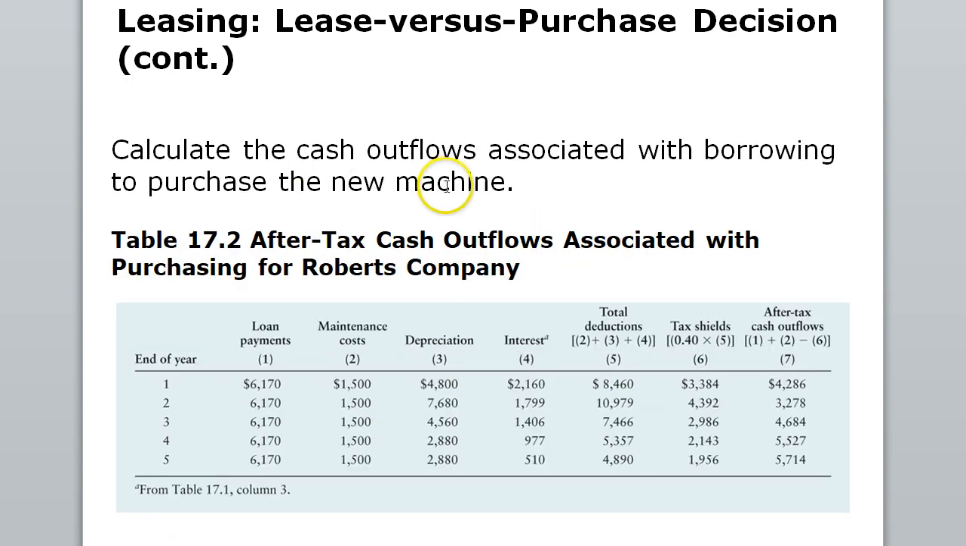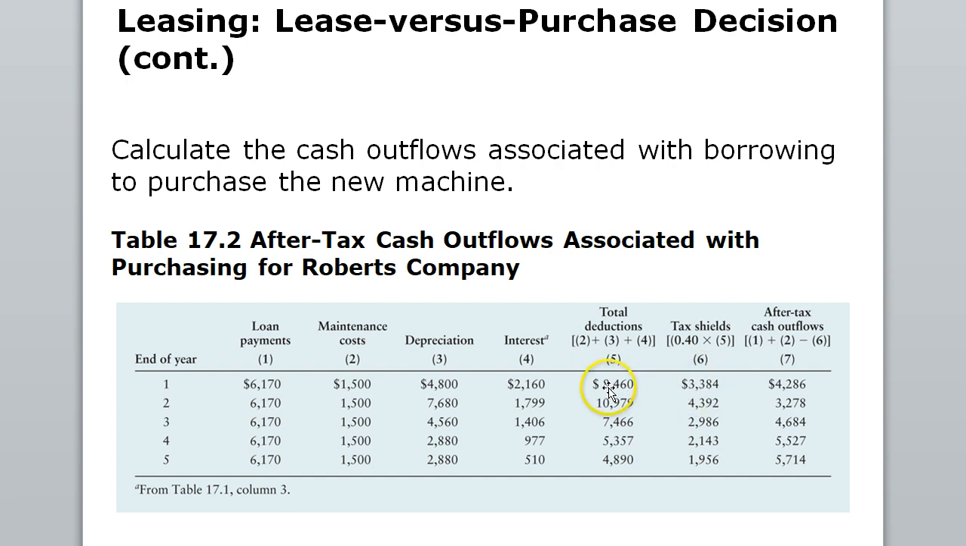Okay, so calculate the cash outflows associated with borrowing to purchase the new machine. So we have our loan payment, our maintenance costs, our depreciation, our interest. So for total deductions, we add 2, 3, and 4 together to get 5. These are total deductions.